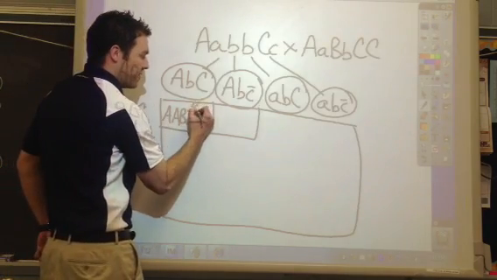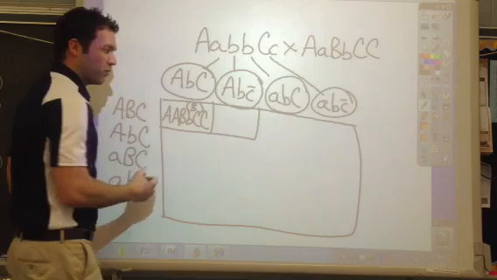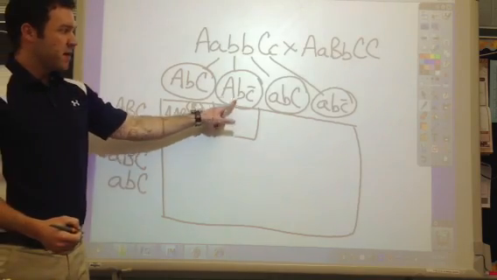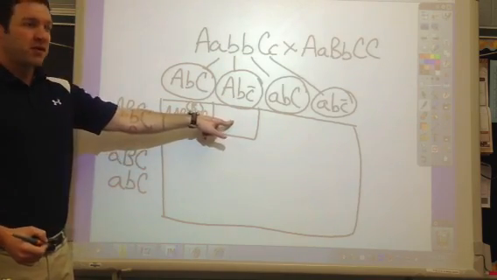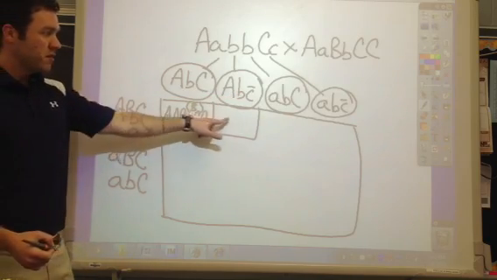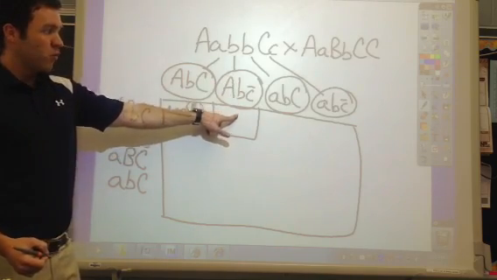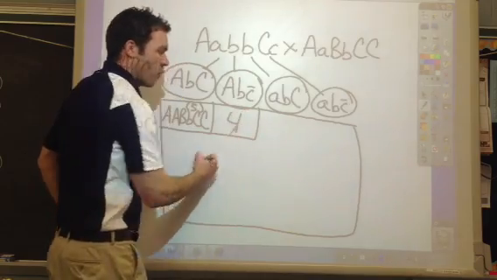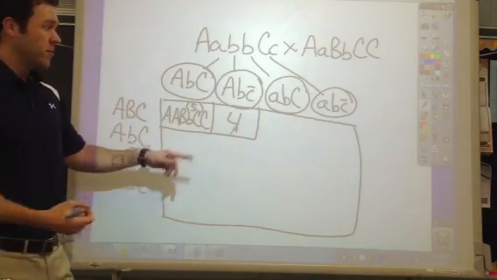There are 5 in this box. That's really what I care about. In this box, that's all I'm going to do. I'm going to put the number of dominants that you would have combining this gamete with this gamete. So this one would bring 3, this one would bring 1. So I'm going to put a 4 in that box because I really don't care about the genotype.